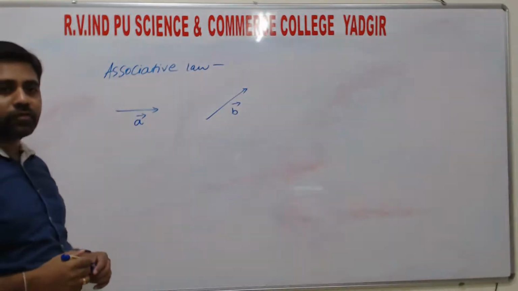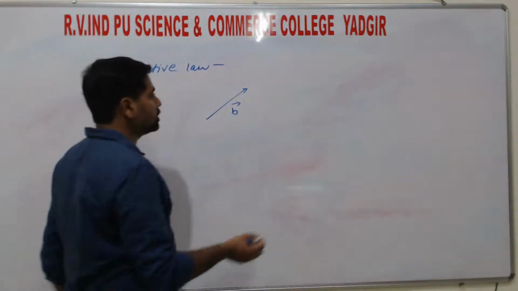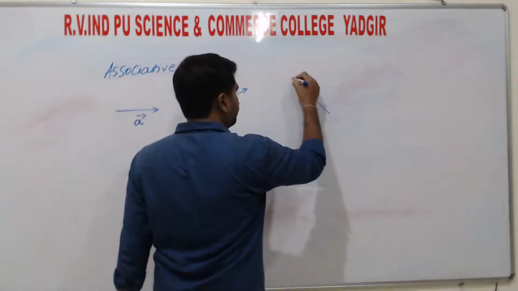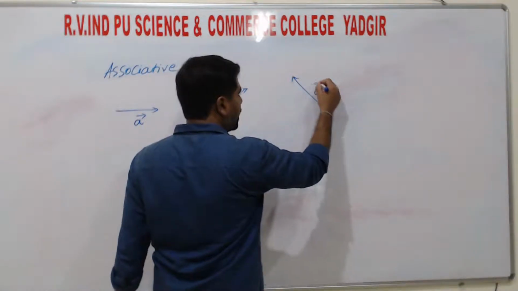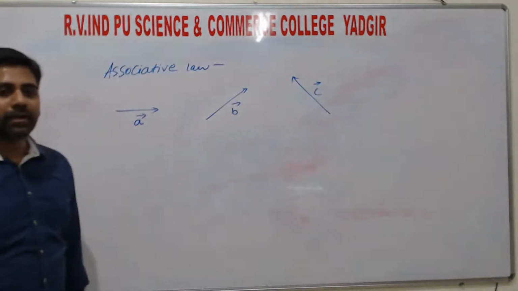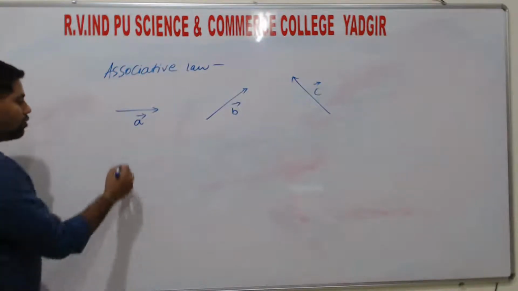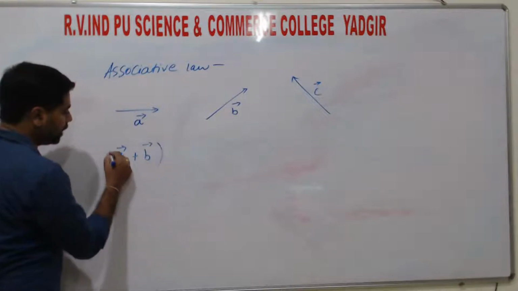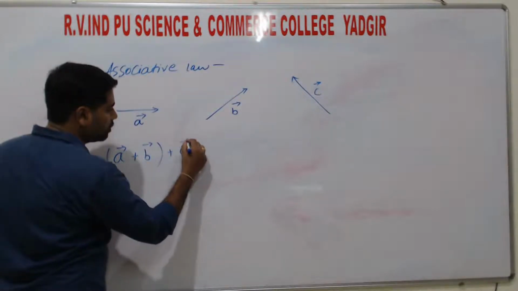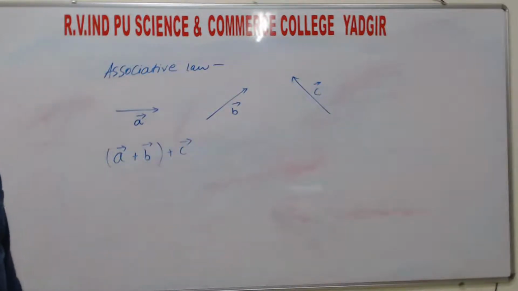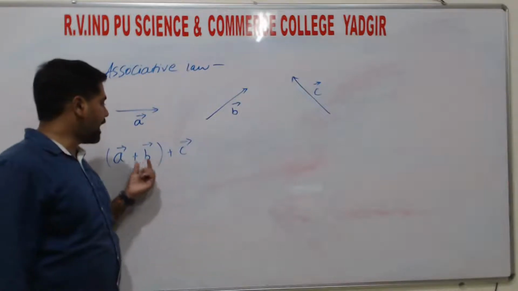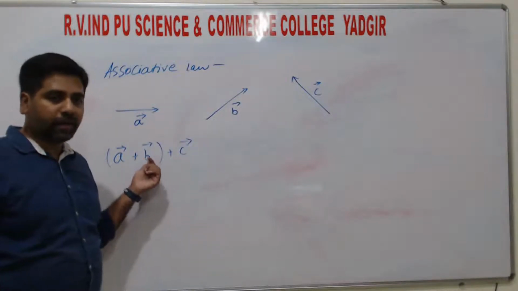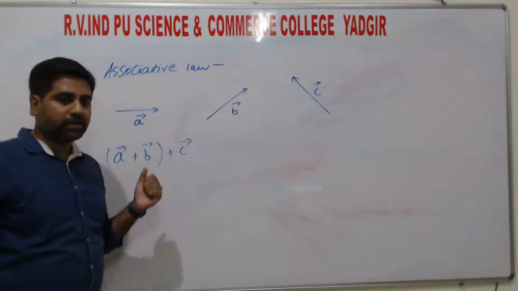So the next law is the associative law. Here we are considering three vectors: vector A, vector B, and the third one is vector C. Right? Now first we add vector A plus vector B, then with the vector C.